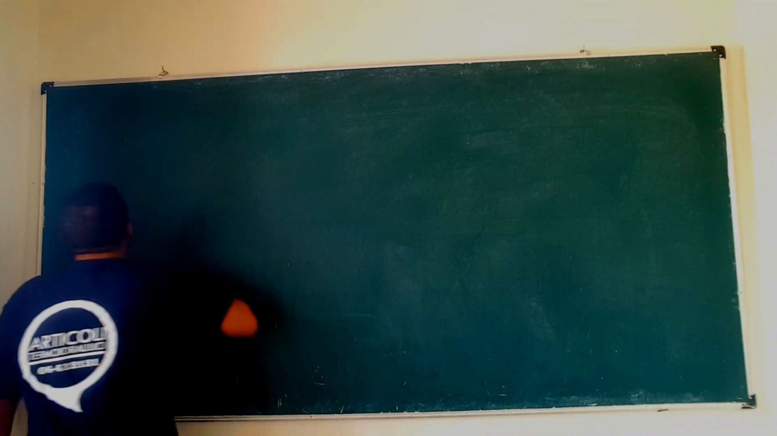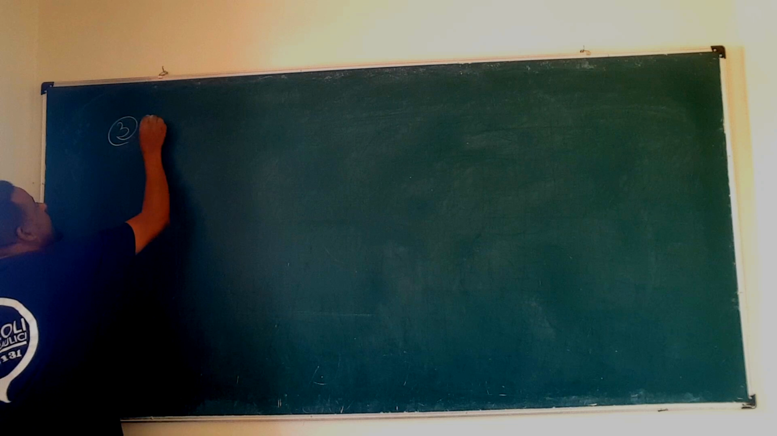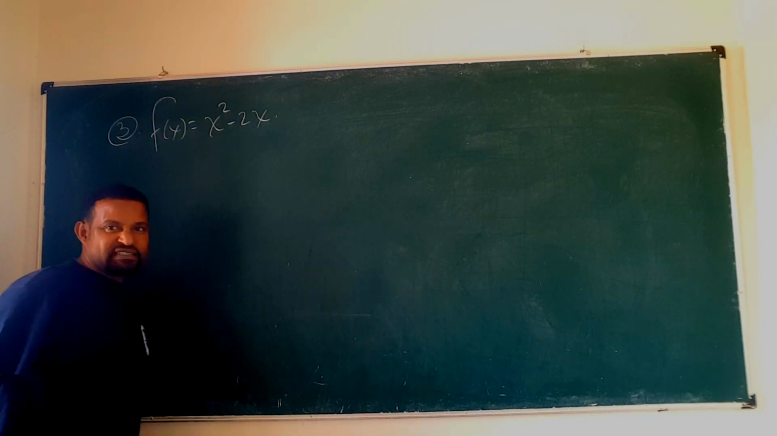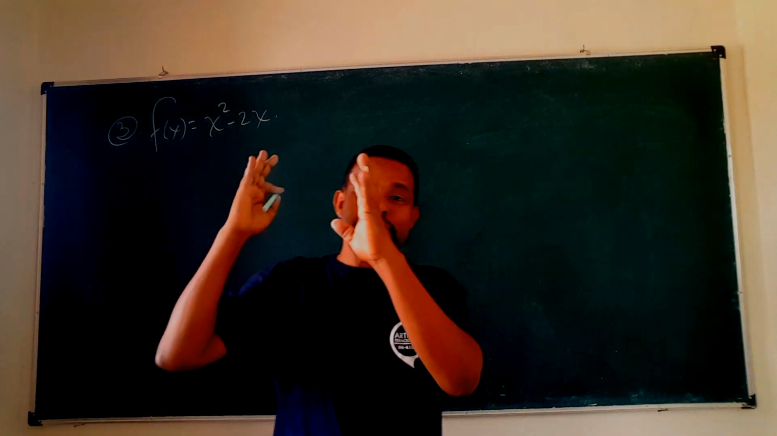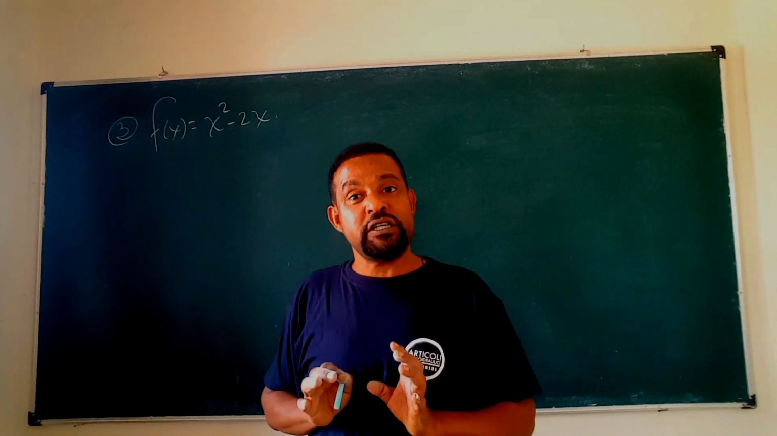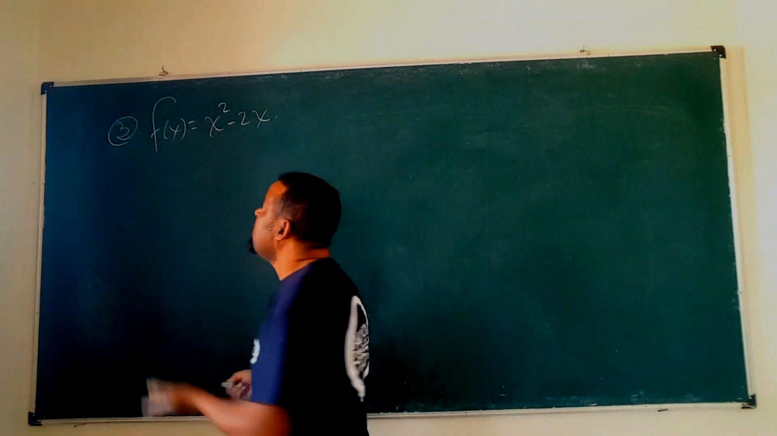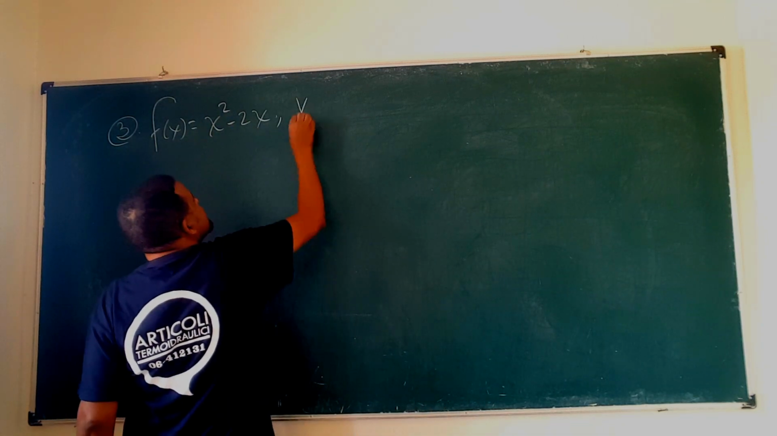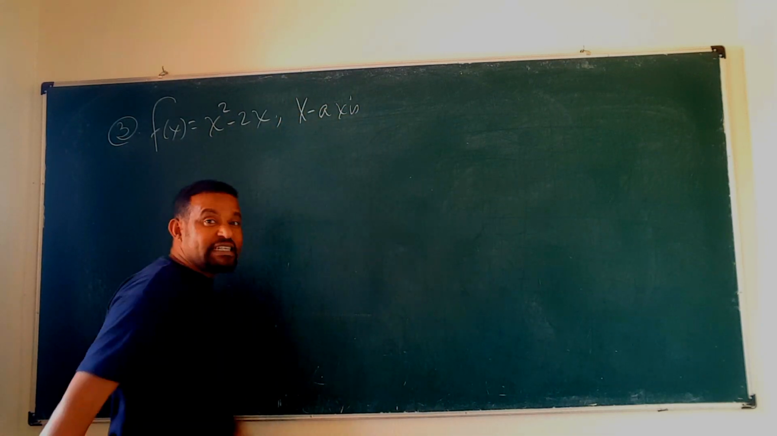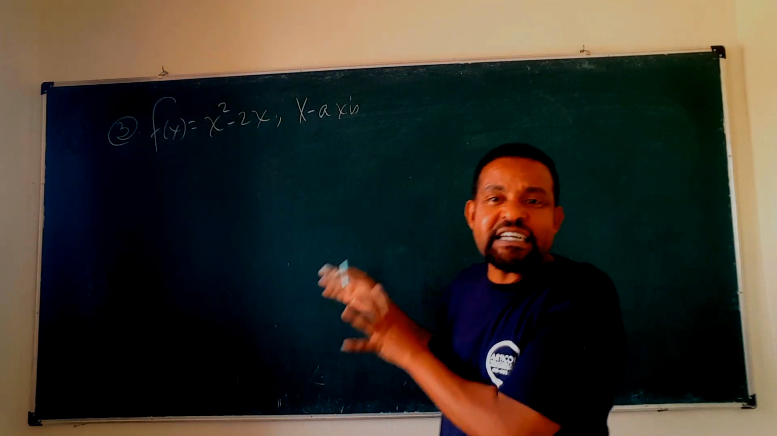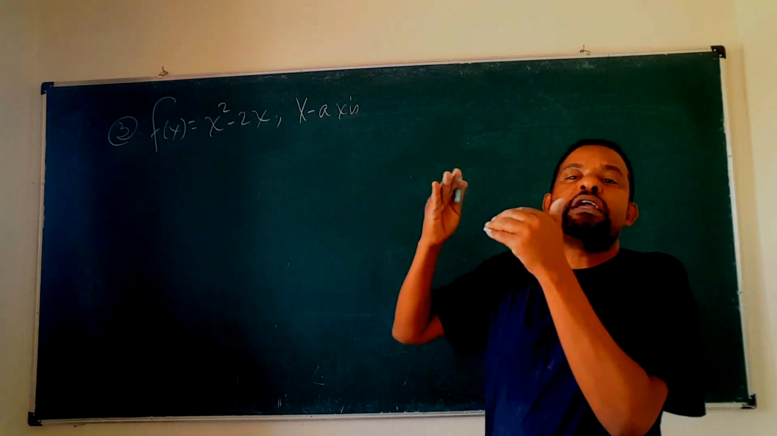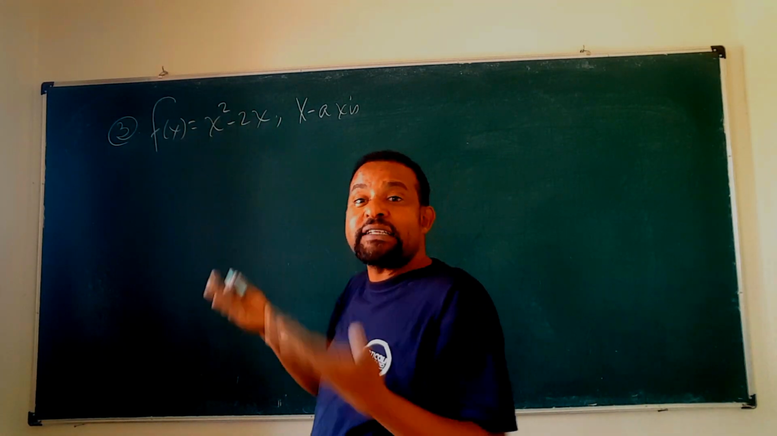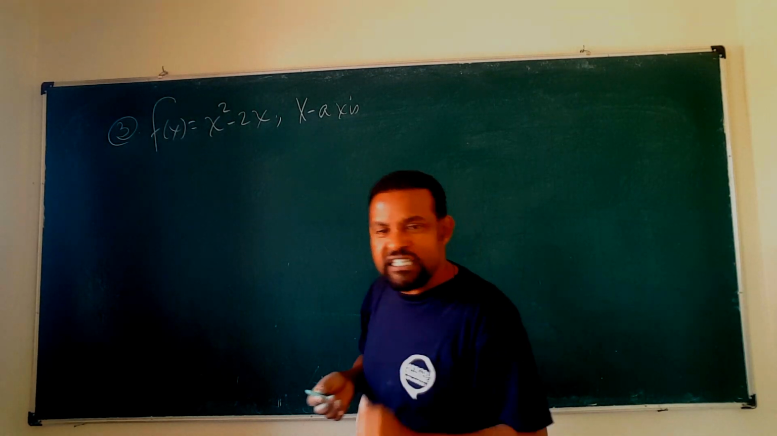The next example is that, of course, f of x is equal to x squared minus 2x. Find the area of the region bounded by the quadratic function x squared minus 2x and the x-axis. The x-axis and this quadratic function graph, find the area of the region between them, it can be given like this. The vertical lines may be given. If the vertical lines are not given, you need to consider the x-intercepts.